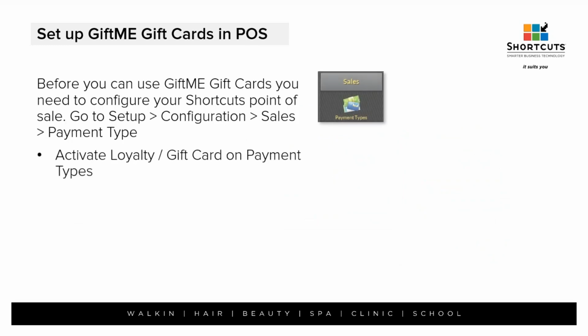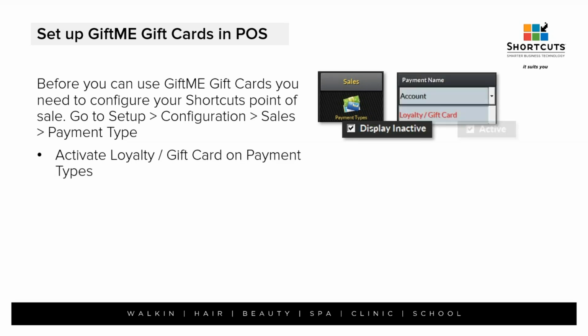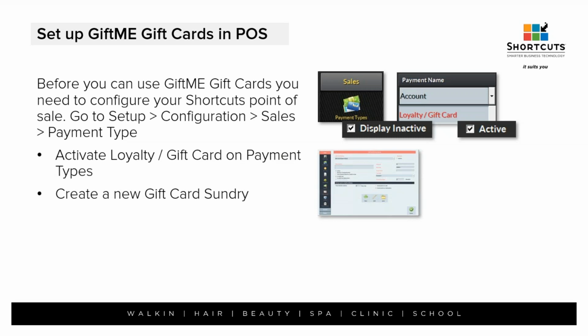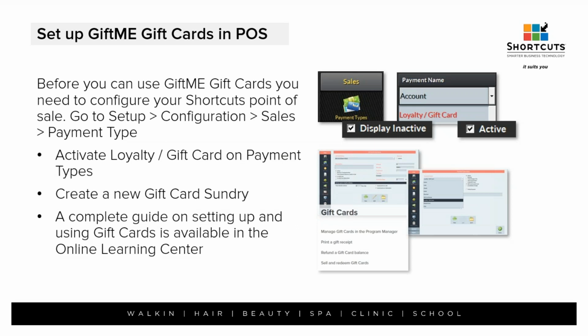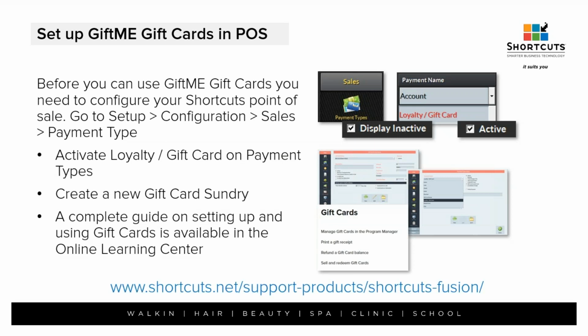So since everybody already has gift certificates set up in Shortcuts, and you decide to go to the next step, you want to use either physical GiftMe gift cards or digital online GiftMe gift cards, then you have to create a new payment type in the point of sale. And if you've never done this before, these are the steps you would use. You would go to Setup, Configuration, and under the Sales tab on the left side of the screen, you're going to Payment Type.